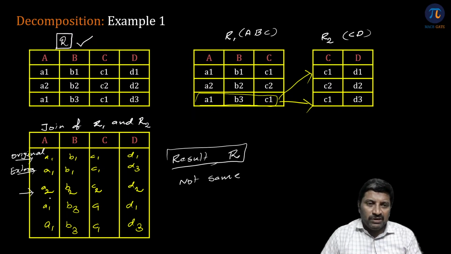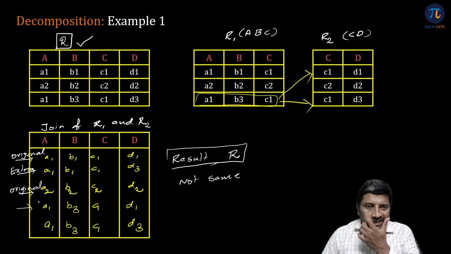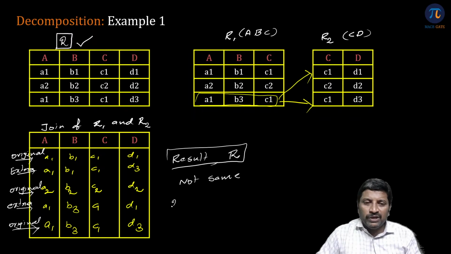What about the second one? A2, B2, C2, D2. Yes, it is original. What about the third one? A1, B3, C1, D1. It is not in the original. And the last one is original. So if we observe very clearly, we got two extra tuples which are not in the original. So these are called spurious tuples.